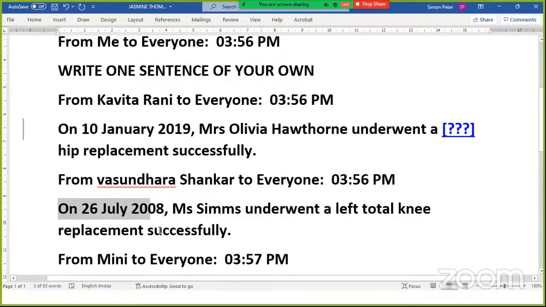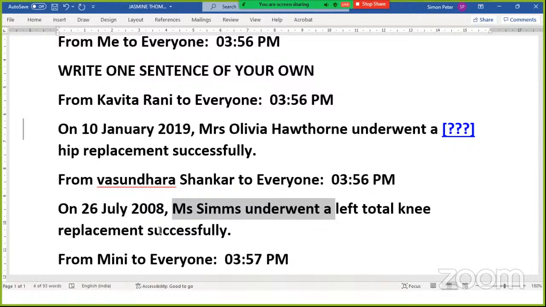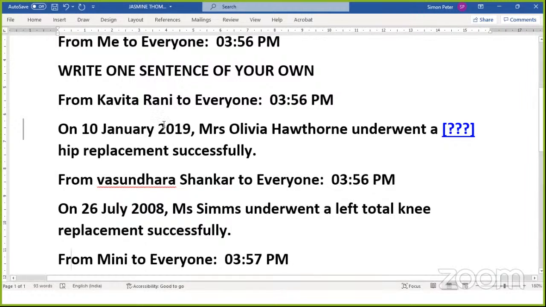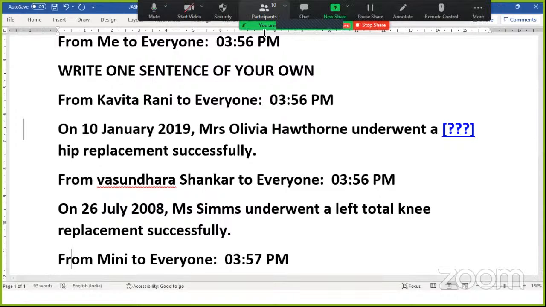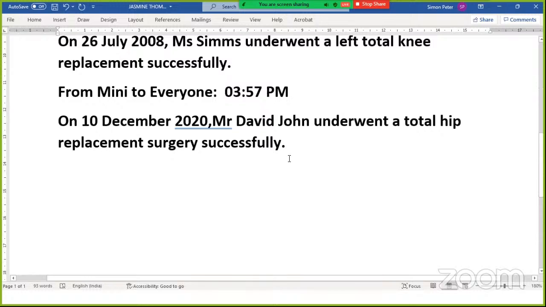Vasundhara, on 26 July 2018, Miss Sims underwent a left total knee replacement successfully. That's absolutely fine, Vasundhara. Very good. Is that clear for you? Yes, sir. Okay.